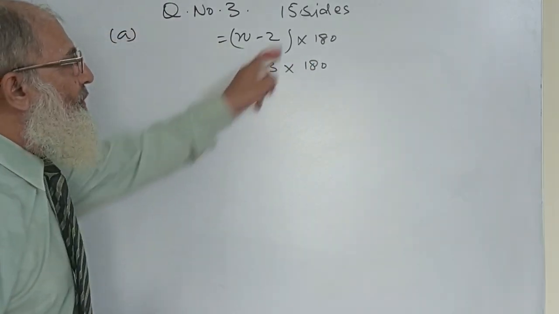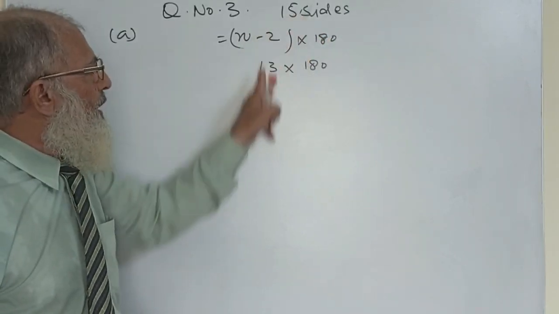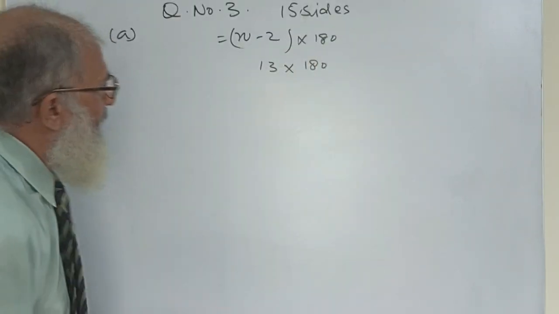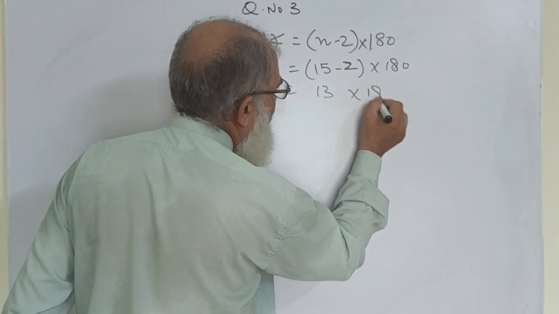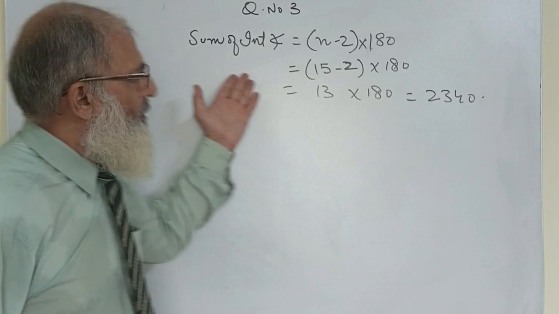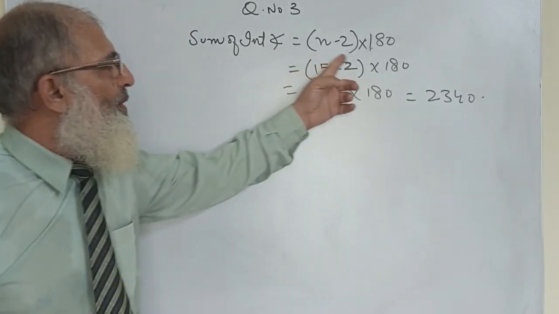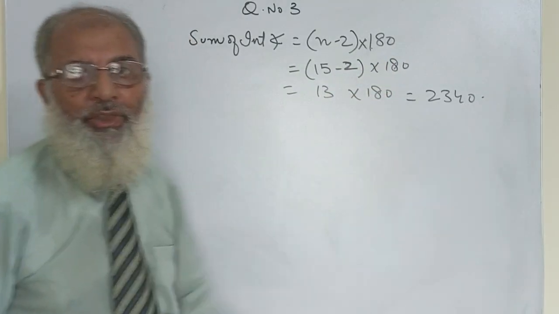Since n is equal to 15, जब n 15 होगा तो 15 में से 2 निकालेंगे 13, 13 को 180 से मल्टीप्लाई करना है हमें. 13 multiplied by 180, that is equal to 2340. तो सम ऑफ इंटीरियर एंगल इस तरह निकालते हैं. n minus 2 multiplied by 180, that is equal to 2340.